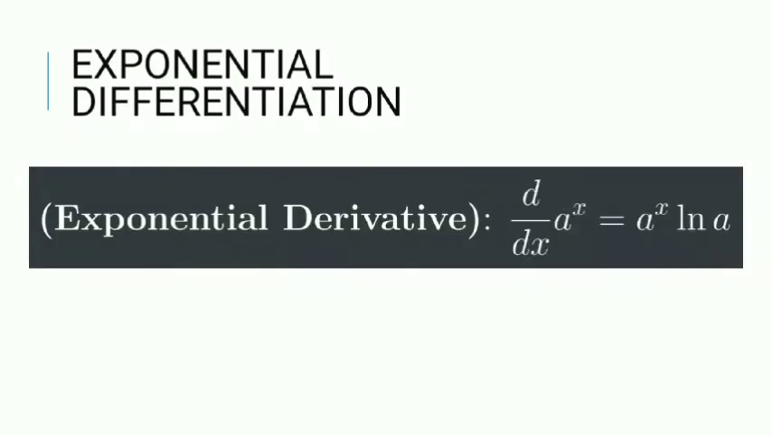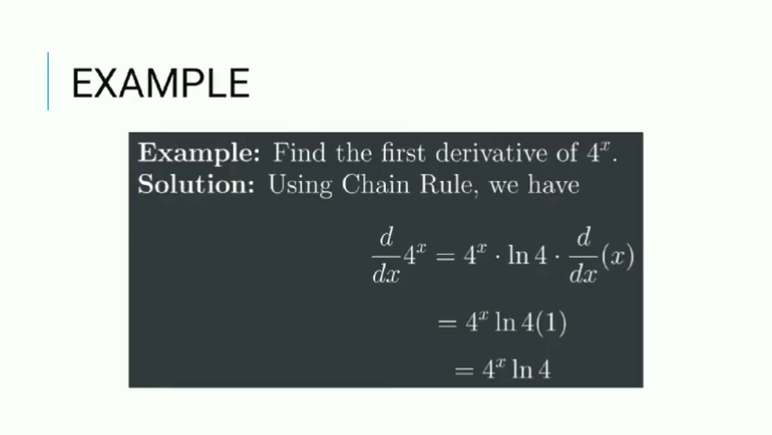And the exponential differentiation. To take the d dx of a raised to x, we have a raised to x times ln of a. For example, we wish to take the derivative of 5 raised to x, that is equal to 5 raised to x ln of 5. So example, find the derivative of 4 raised to x. Using the chain rule and the exponential differentiation rule, we have 4 raised to x times ln of 4 times d dx of x, which is just 1. So we will end up with the answer 4 raised to x times ln of 4.